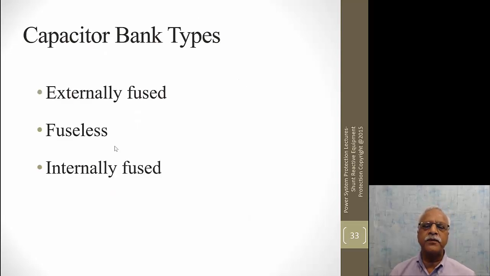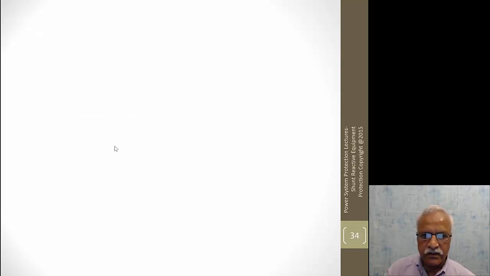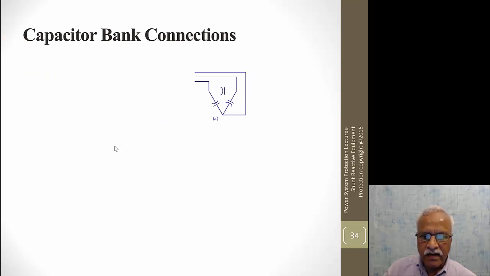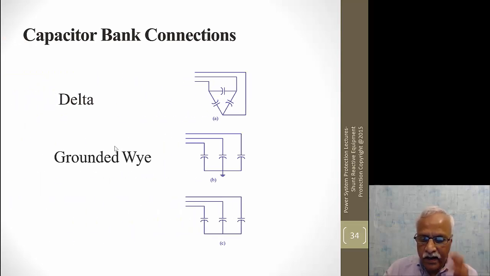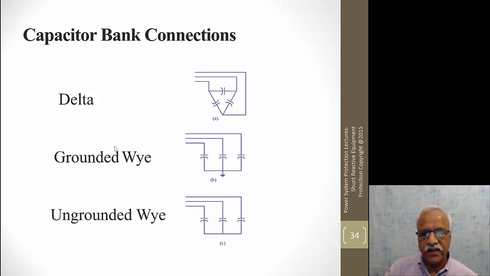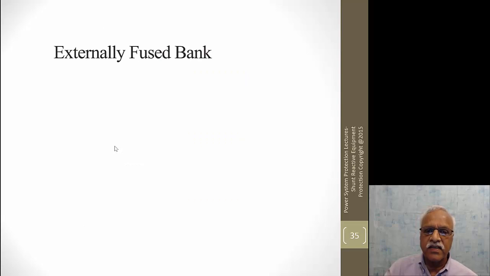There are different types of capacitors. One is called externally fused, second is fuseless, and third is internally fused. Bank connections, you could be delta or a grounded Y or an ungrounded Y. These are very commonly used configurations. And you also have edge-connected and bridge-connected windings, which I didn't mention. These are typically used in internally fused banks.